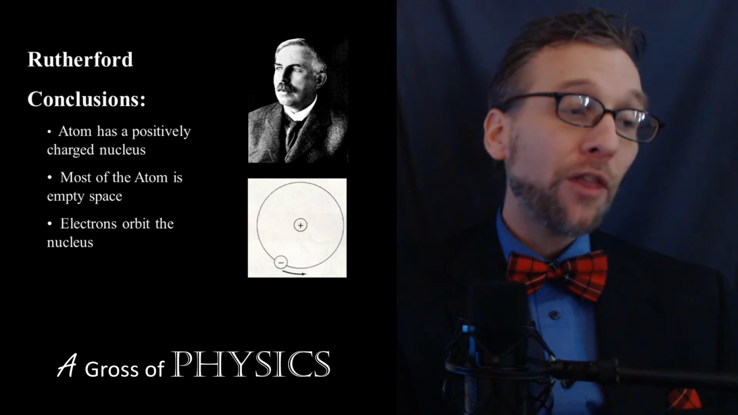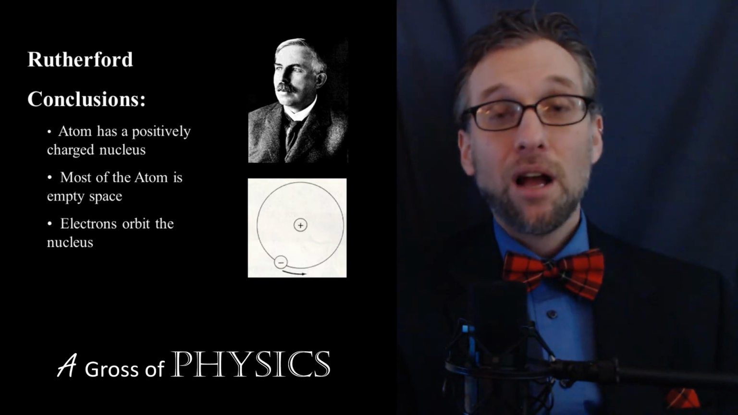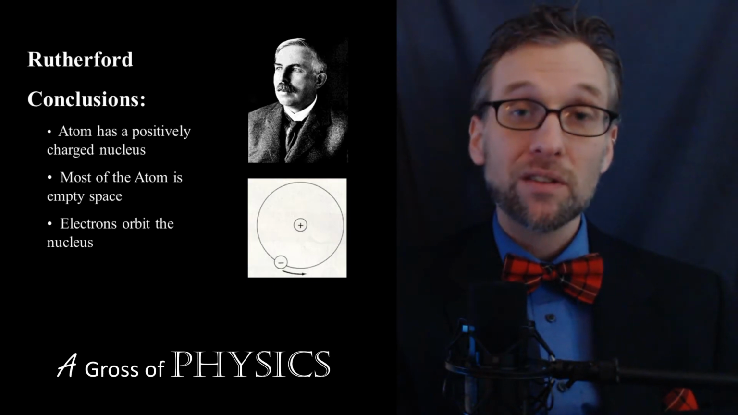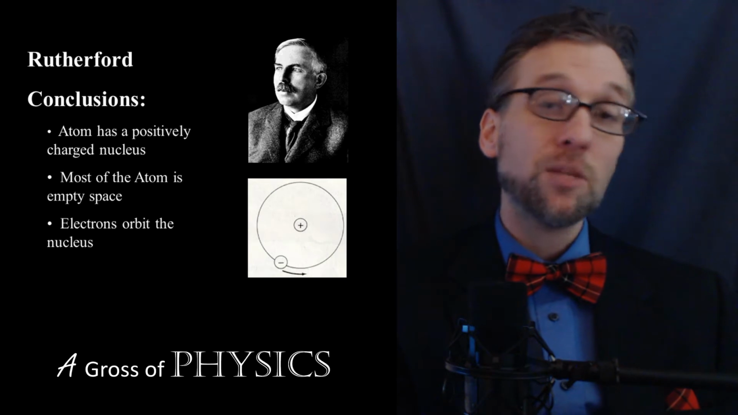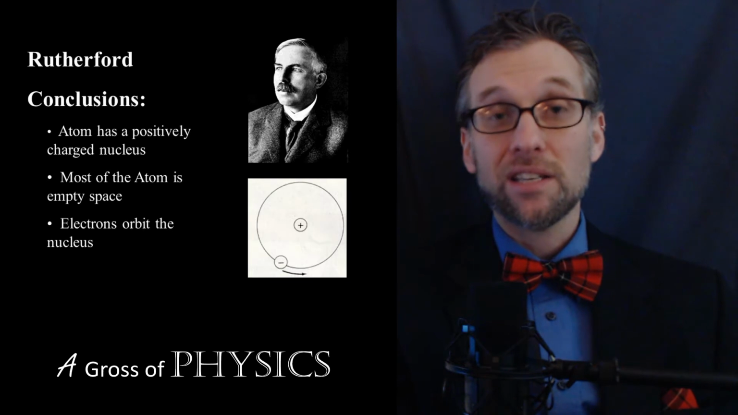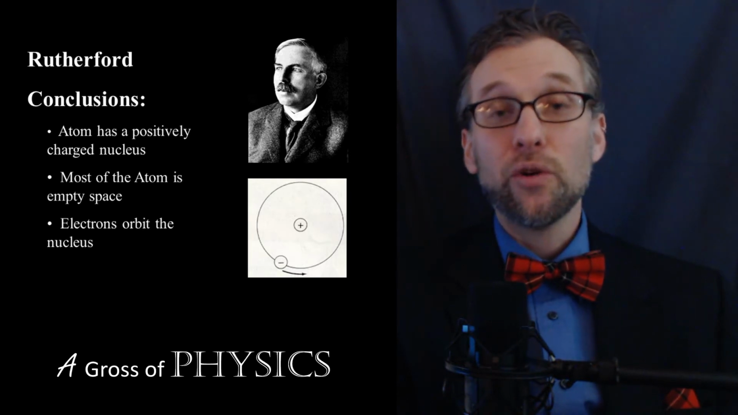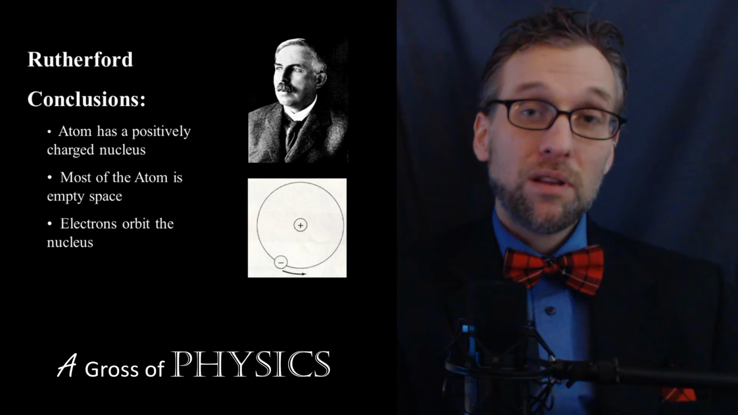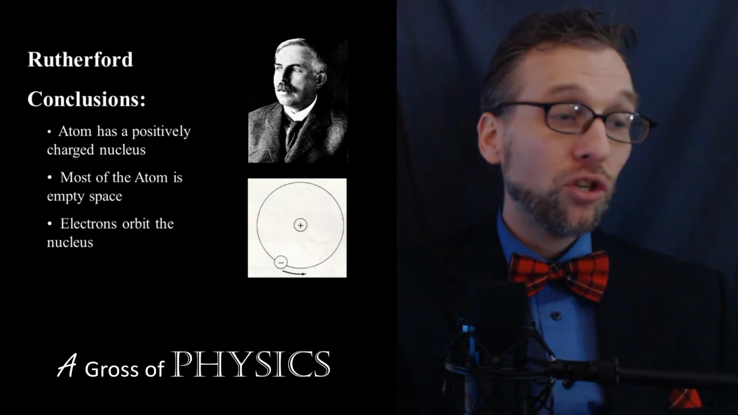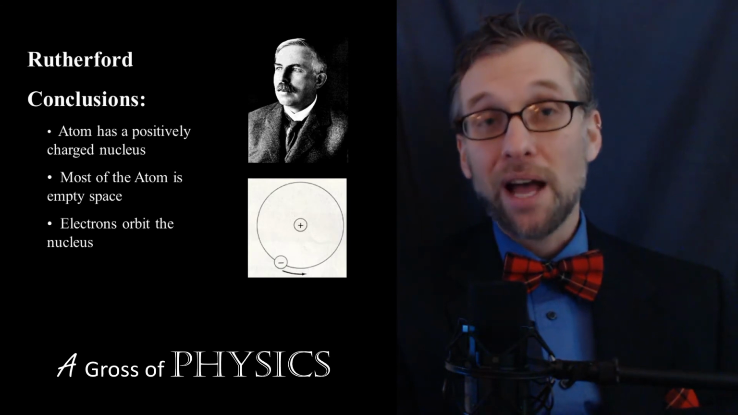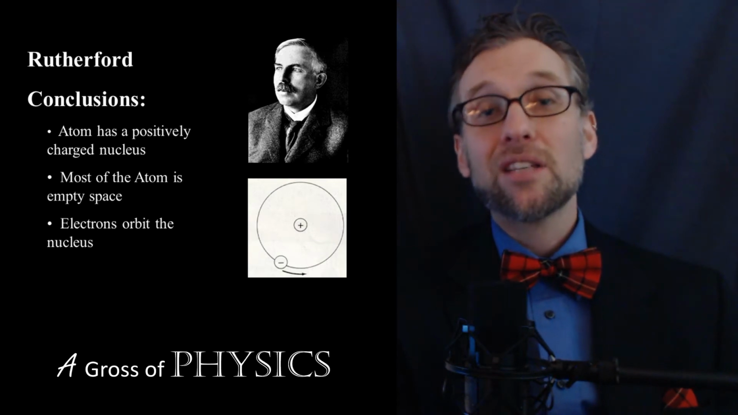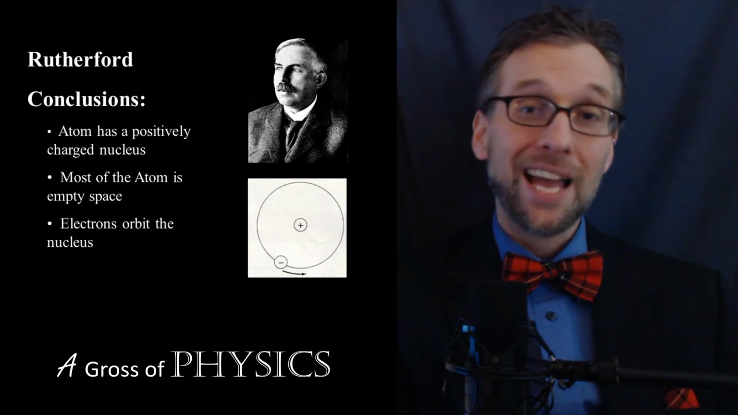So from Rutherford, we figured out that the atom has the positive charges concentrated in one spot, which he called the nucleus, that most of the atom is actually empty space, and he theorized that the electrons orbit this nucleus. The electrons exist outside of the nucleus itself. And we still have that thought today. Of course, there were some limitations to his model. And the fact that electrons orbit like the planets around the sun is something that we don't necessarily believe today.